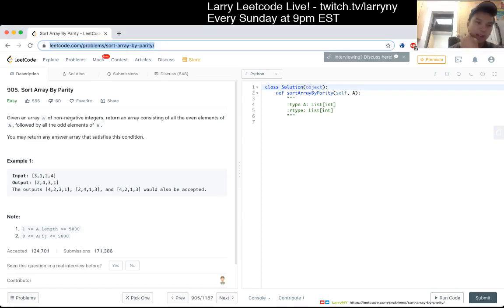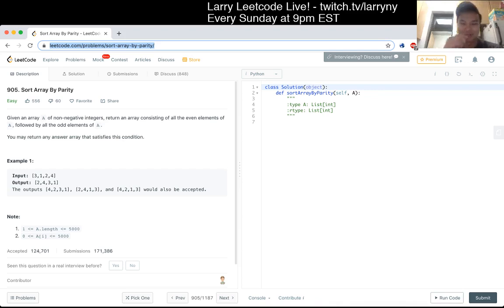905, sort array by parity. Given an array A of non-negative integers, return an array consisting of all the even elements of A followed by all the odd elements of A. You may return any answer array that satisfies this condition. Okay.